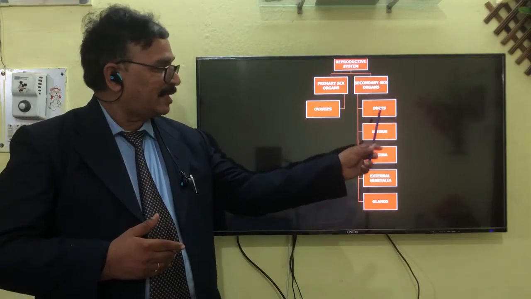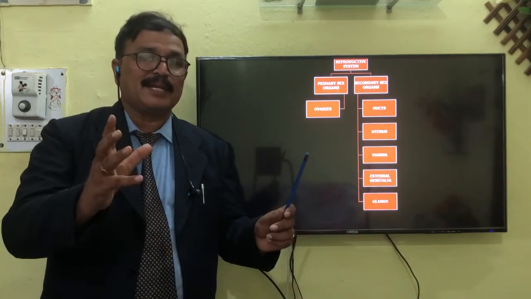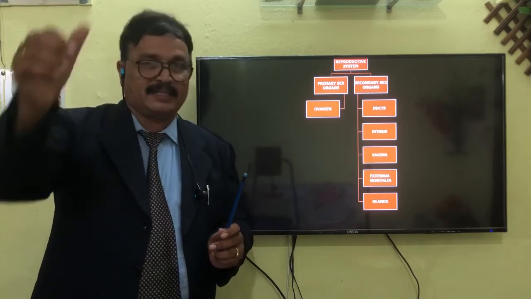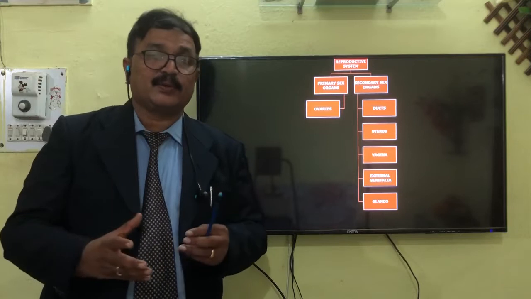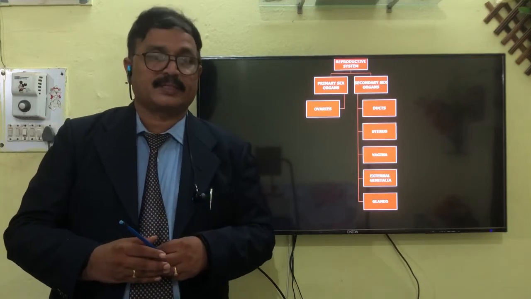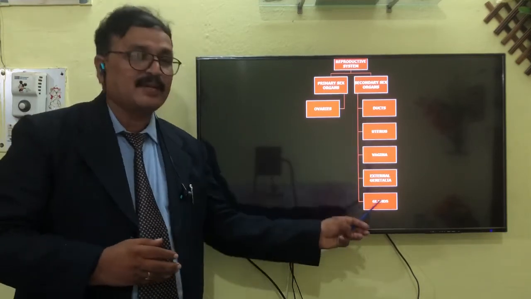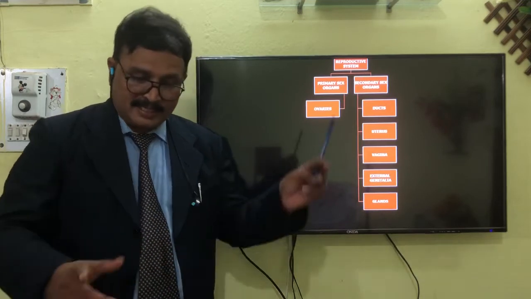Then there are other organs which help in the transport of that gamete and also perform various other functions related to the process of reproduction. So these are all different parts. Now let us see its picture.